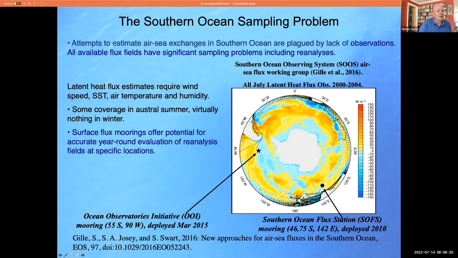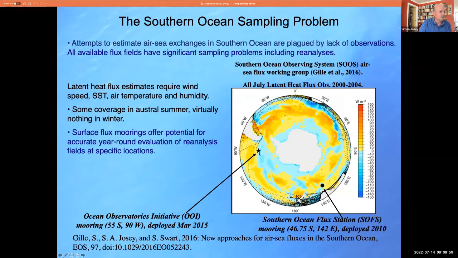This shows all of the observations from ships which would enable you to determine the latent heat flux over a 5-year period in July, so in the depths of winter. So obviously the ice edge has extended a bit, but even so, north of that ice edge, in the regions we're really interested in, we've got huge data deserts. Look at the Pacific there. There's nothing in that region in July in the 5-year period we're interested in.